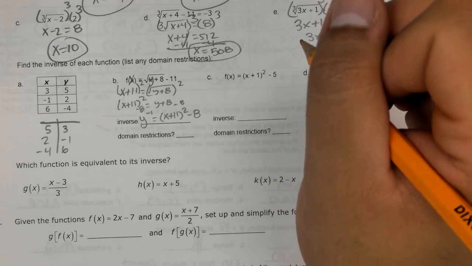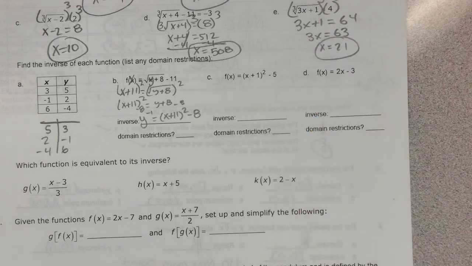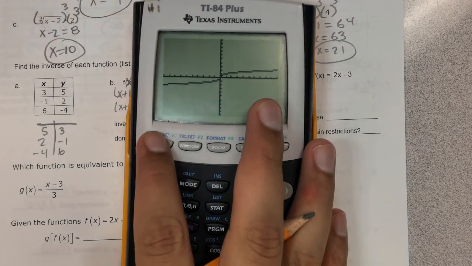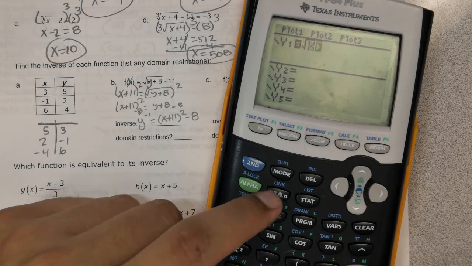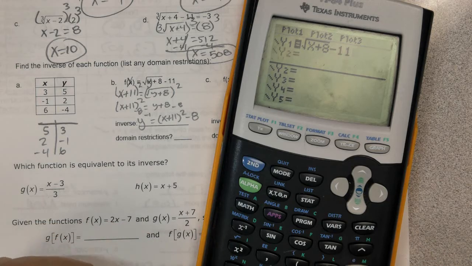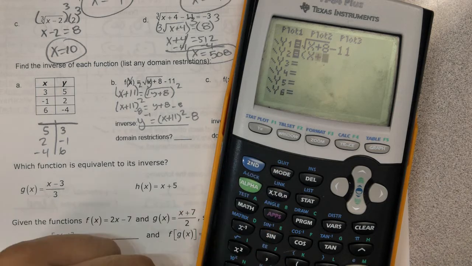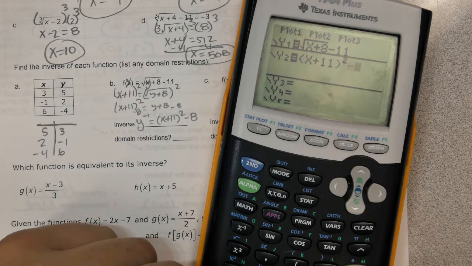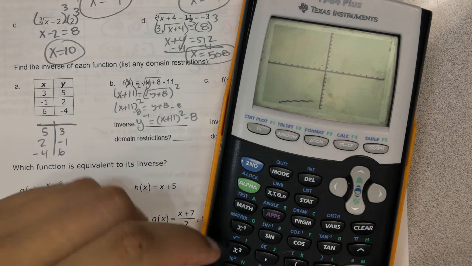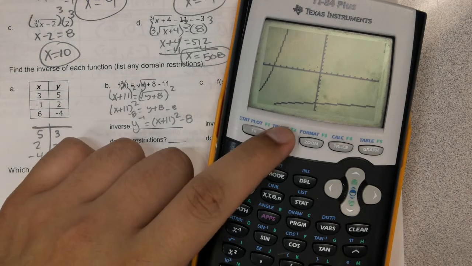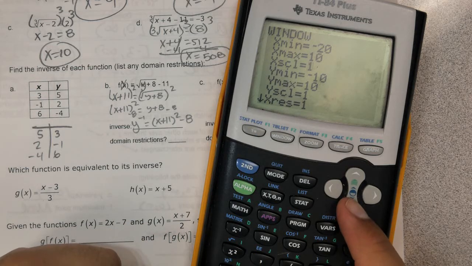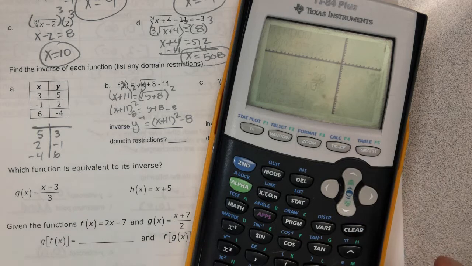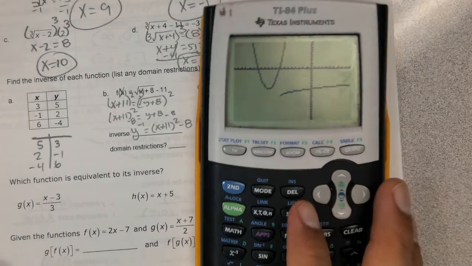And then it says if we have a domain restriction. Alright, so let's check. So I have square root of x plus 8 minus 11. And x plus 11 squared minus 8. Let me change the window real quick so we can see it. So window, see if this looks better. There we go.